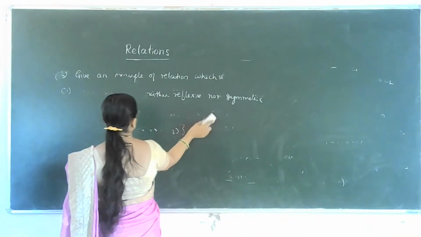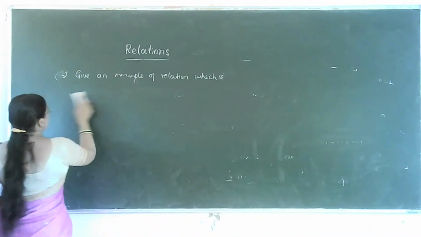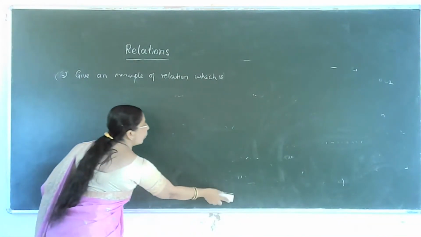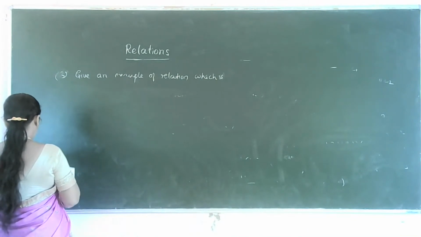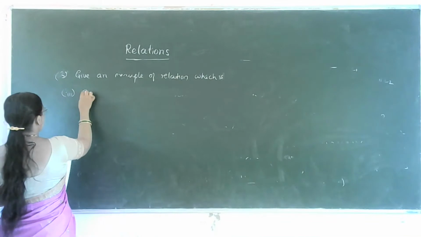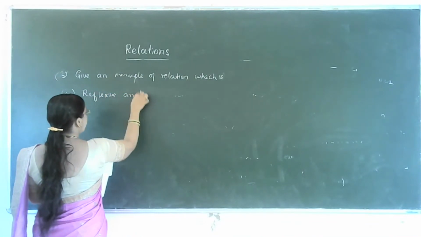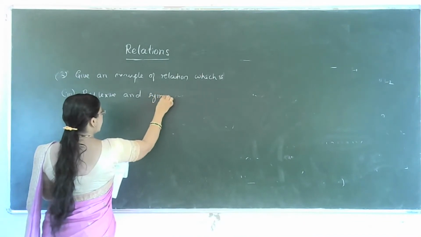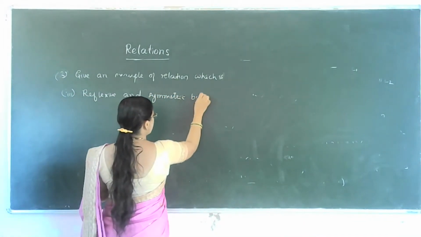Then, next, you have to write all the types of relations on your own. Here, third one is reflexive and symmetric, but not transitive.